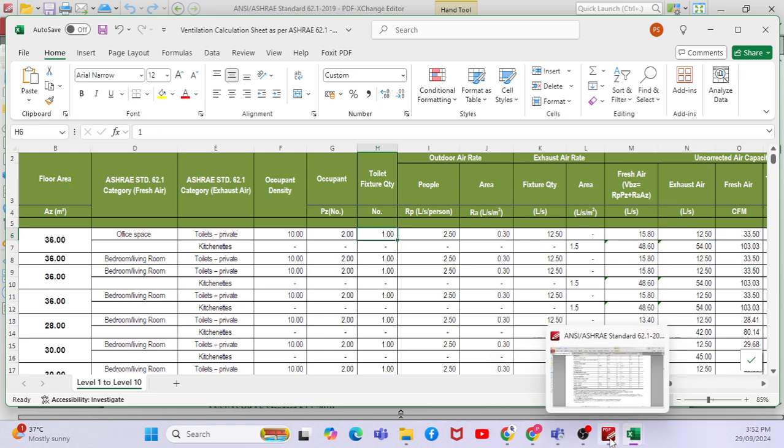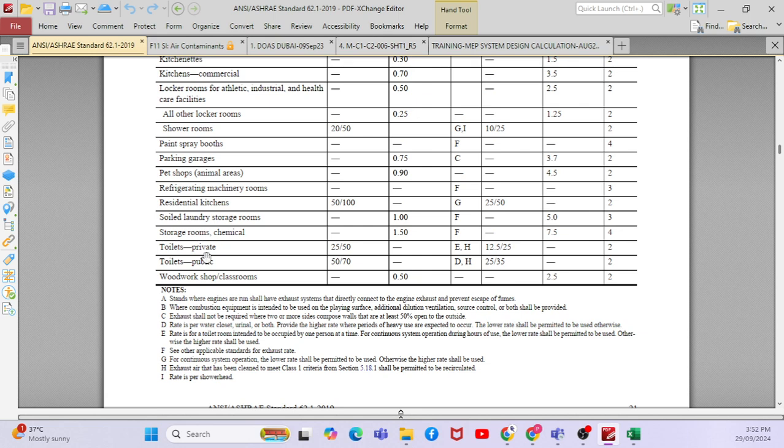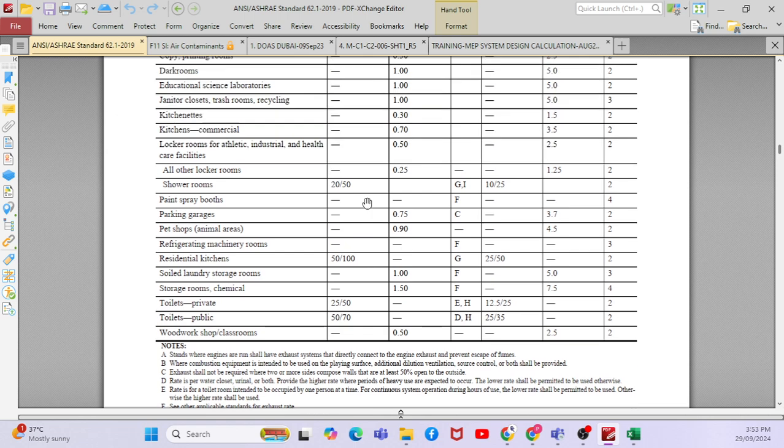What are the fixtures? There are toilet fixtures like a WC, like urinal. You can see the rate is per water closet or urinal or both. Provide the higher rate where periods of heavy use are expected. Okay, so if it is heavy use, you will take the higher flow rate. If it is normal usage, you will take the lower flow rate. So it depends upon the operation.